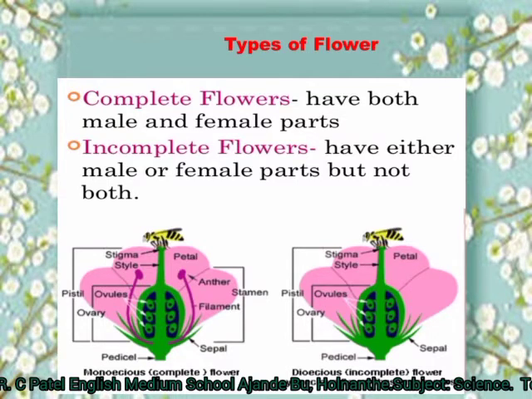Now let us see the types of flower. There are two types of flower, that is complete flowers and incomplete flowers. First is complete flowers. The flowers which have both male and female parts present are called complete flowers. Incomplete flowers have either male or female parts but not both.